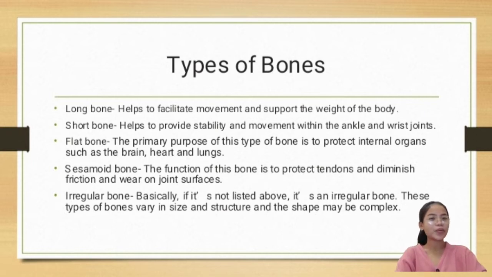And lastly, the irregular bone. Basically, if it's not listed above, it's an irregular bone. These types of bones vary in size and structure, and the shape may be complex. Irregular bones serve different functions depending on location. For example, vertebrae protect the spinal cord, and the hyoid bone maintains tracheal and pharyngeal support.